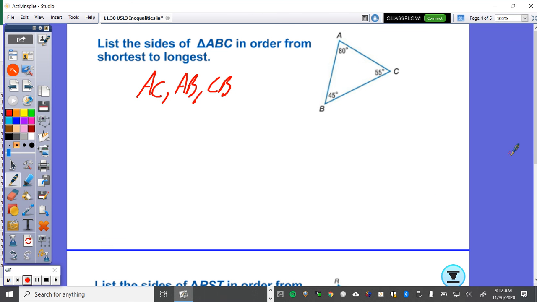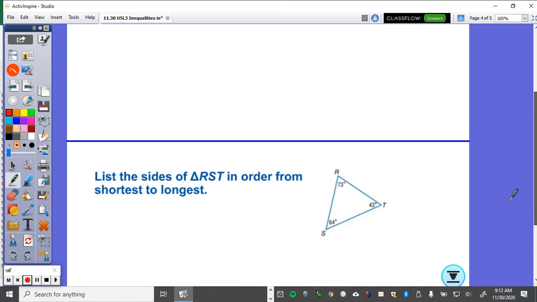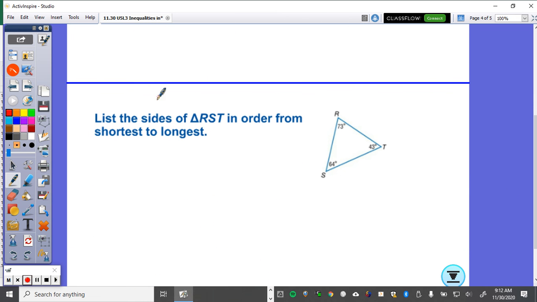Okay? All right. Last one. What's my shortest side? This is 43, 64, 73. RS. Then what? RT. Nasty.